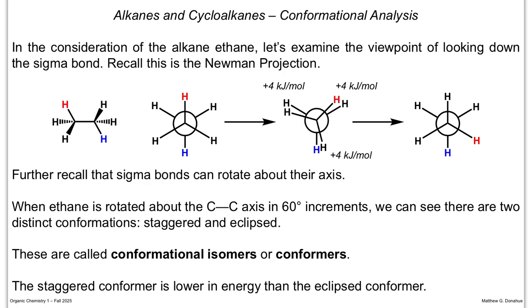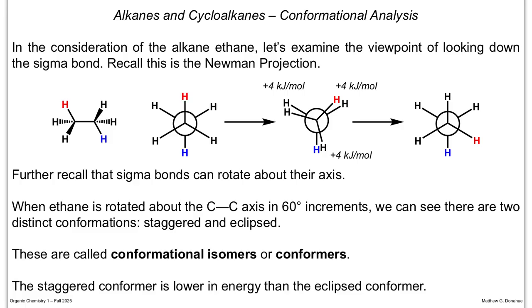And then if we rotate, it's subtle, but now they're eclipsed. So staggered, eclipsed. And because it's a sigma bond, they rotate. So in general, a staggered conformer is more stable than something that's eclipsed.